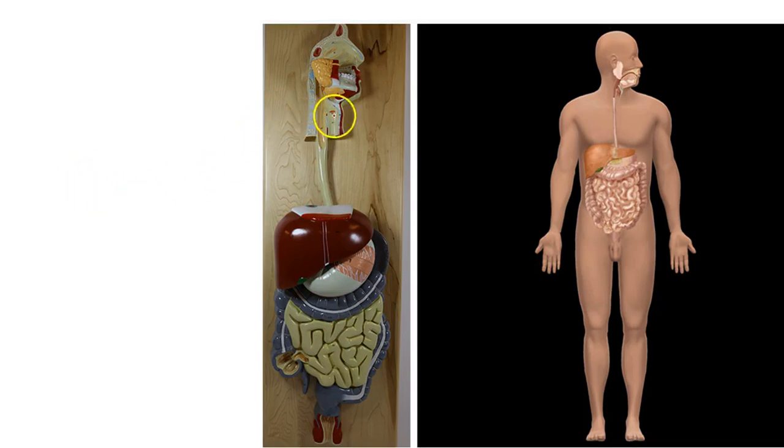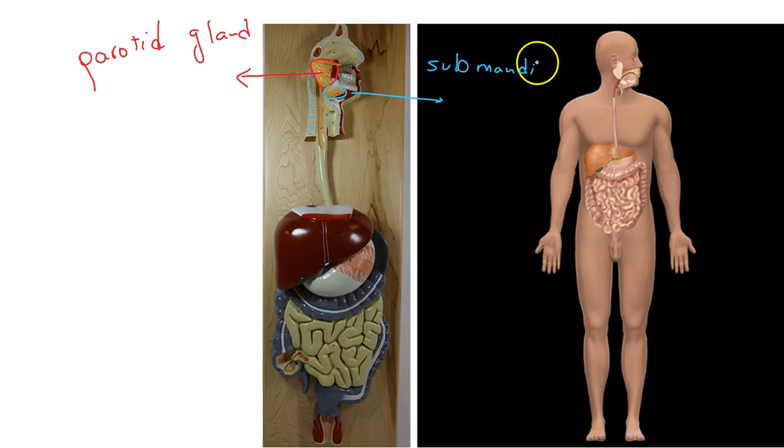Okay, so we can start from the head region. Here we have this salivary gland, which is the largest salivary gland. It's called parotid salivary gland or parotid gland. And then you can see this salivary gland, which is going to be found under mandible. So we call this, which sub means under, submandibular gland.